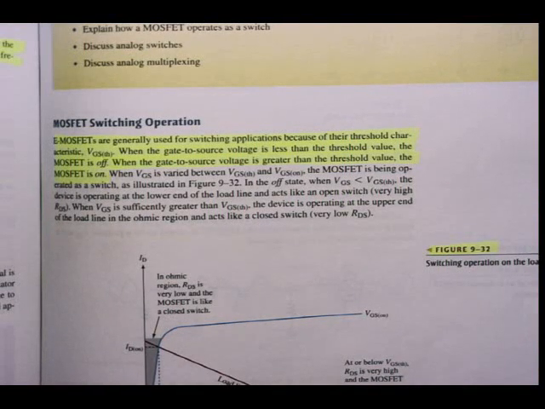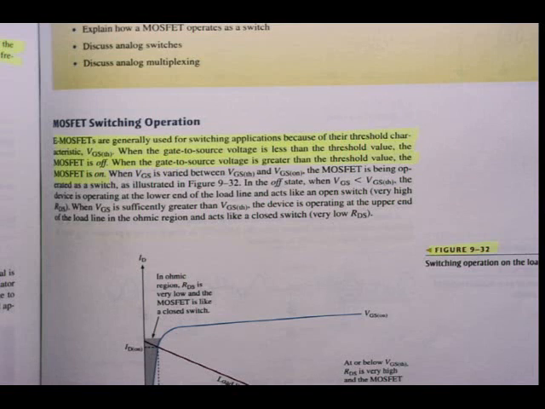E-MOSFETs are generally used for switching applications. Please take note of that. E-MOSFETs, not D-MOSFETs, because of their threshold characteristics, if you can recall from the previous chapter when we discussed the characteristics of the MOSFETs. VGS threshold. When the gate to source voltage is less than the threshold value, the MOSFET is off. And when the gate to source voltage is greater than the threshold value, the MOSFET is on.